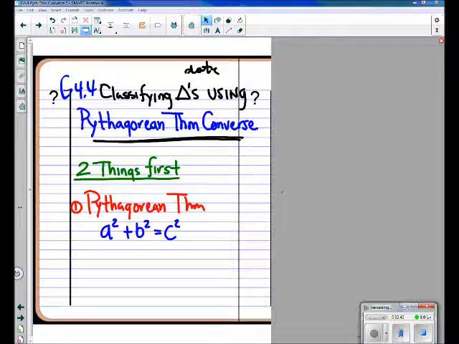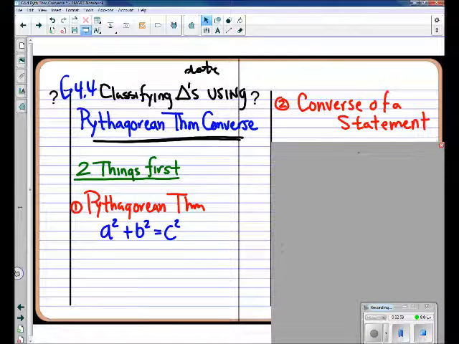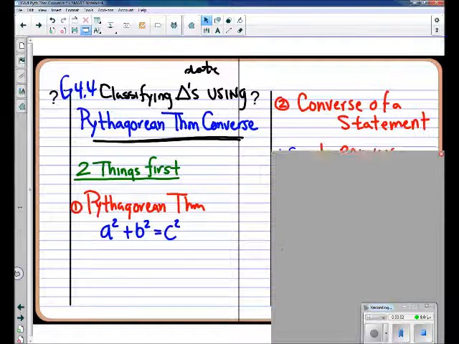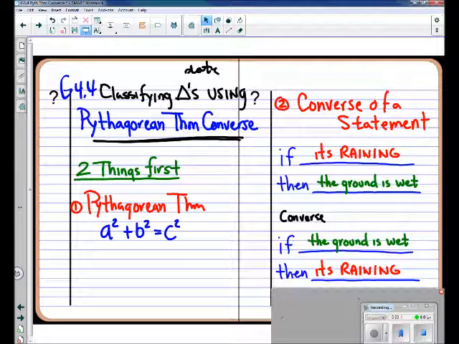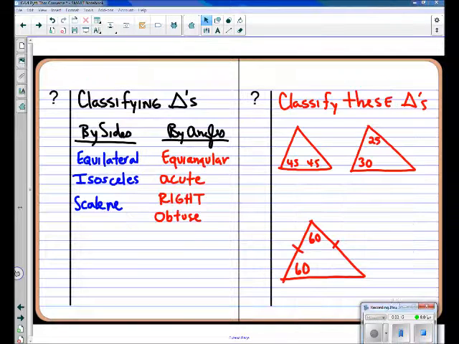Okay, let's start our notes here. G.4.4, classifying triangles using the Pythagorean theorem converse. Now we know what converse is, but we'll review that real quick. Two things first. We need to remember the Pythagorean theorem. The second thing that I need you to know is what a converse statement is. And if you remember, a converse is the one with the shoes reference that I always make. If I have a P then Q statement like, if it's raining, then the ground is wet, the converse of the statement is, if the ground is wet, then it's raining.